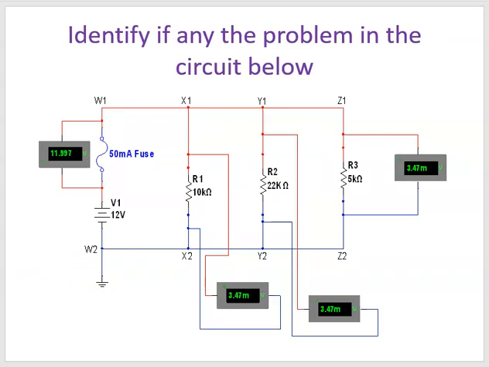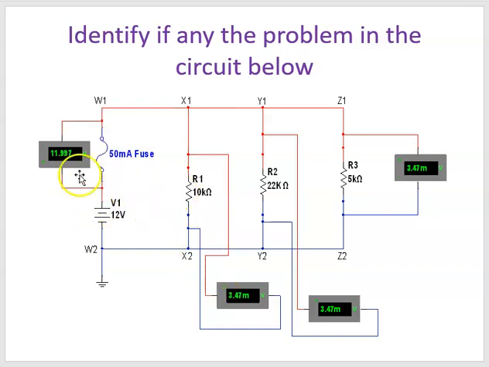Identify the problem, if any, in the circuit below. The first thing that's obvious is that we're measuring virtually 0 volts across each of the components. And we said this is a parallel circuit, so we have a 12 volt supply, so we should be measuring 12 volts from Z1 to Z2, in other words across R3, 12 volts across R2, and 12 volts across R1. But that is not the case.